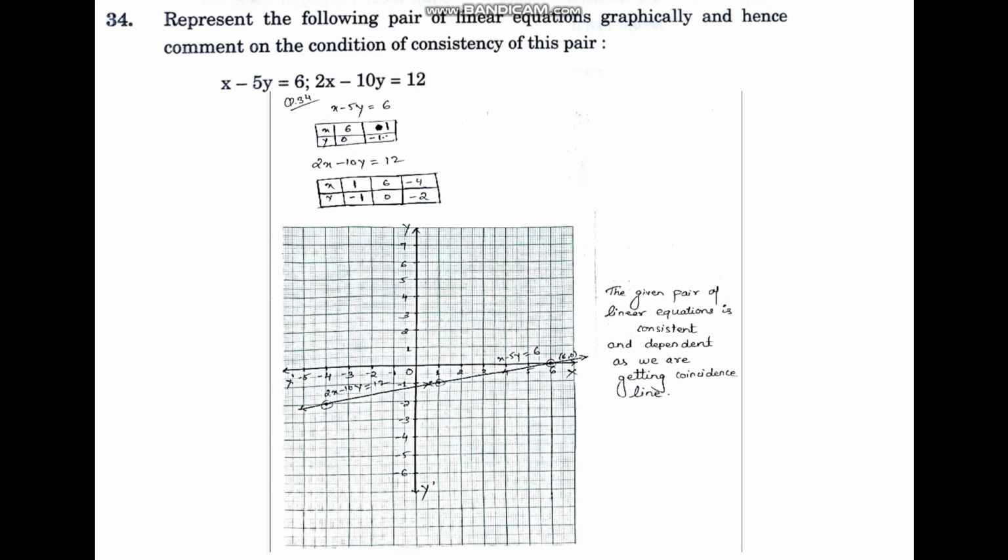Represent the following pair of linear equations graphically. For that, we need to plot the points. You can see that for x minus 5y equal to 6, first I have taken y as 0, in which I am getting x as 6. Then I am taking y as minus 1, in which I am getting x as 1. In the second equation, if we put x as 1, then y will be minus 1. If we put y as 0, x will be 6. If I put x as minus 4, the value of y will be minus 2. And when we are plotting it, we are getting the coincident line. That means the given pair of linear equations is consistent and dependent, as we are getting the coincident line.